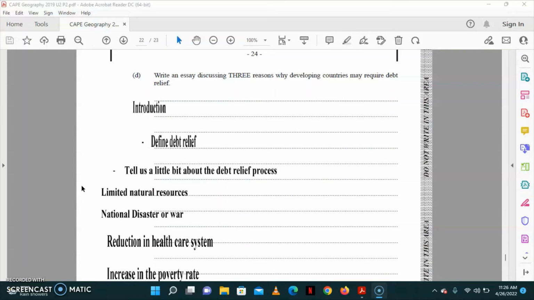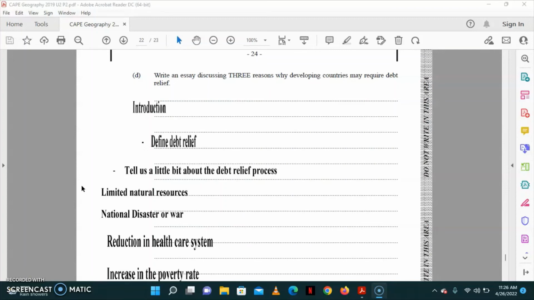Now, natural disasters or war could leave devastating effects on developing countries, thus hindering their ability to make payments on their loans due to rebuilding costs. Some developing countries are unable to recover from the effects of a natural disaster, hence they may require debt relief as a way of recovering. And Haiti would be one such country that could apply for debt relief after their 2010 earthquake.